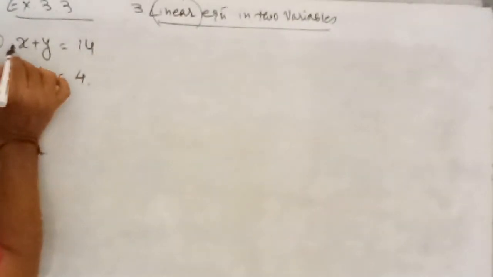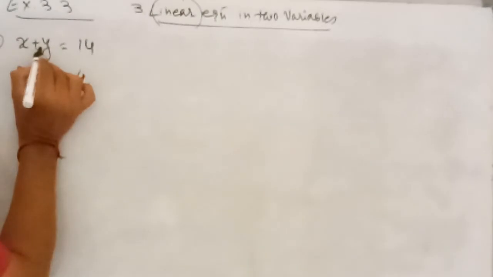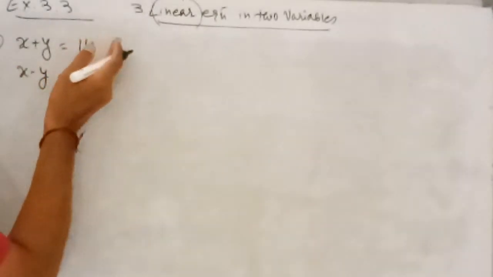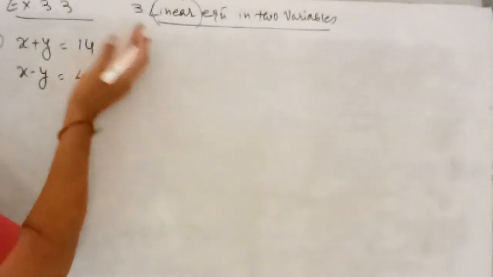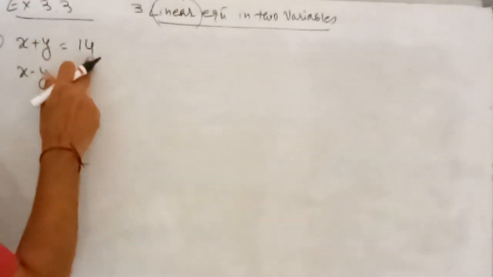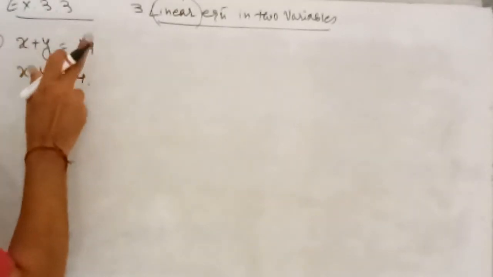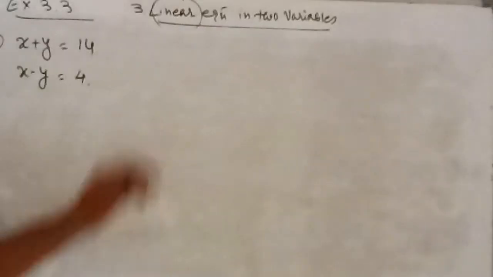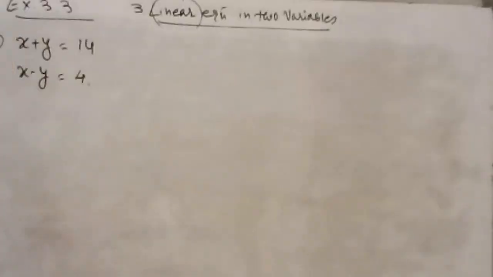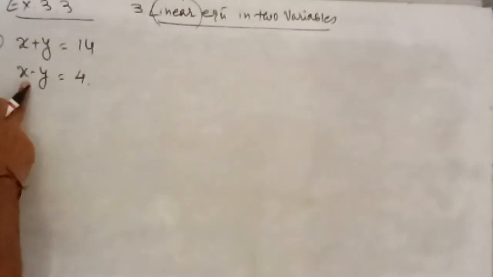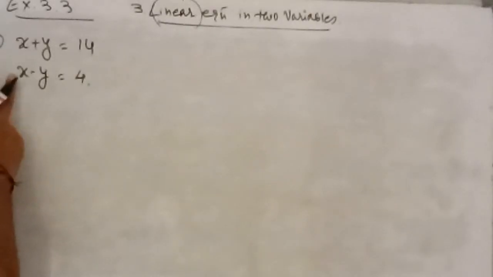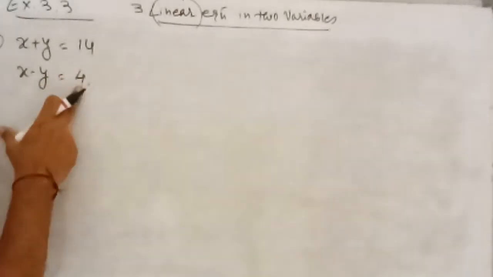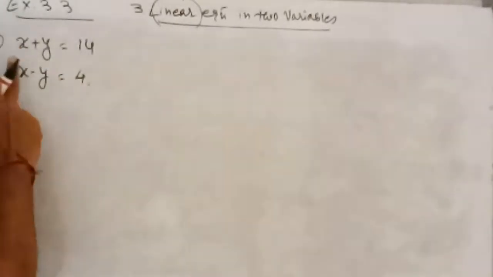Here a1 is 1, b1 is 1, and c1 suppose we consider it is minus 14 because it is coming this side, then plus 14 will become minus 14, but no need to convert it into the standardized form. Second equation x minus y is equal to 4. So here a2 is equal to 1, b2 is equal to minus 1, and c2 is equal to minus 4.